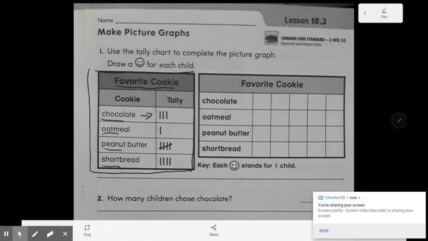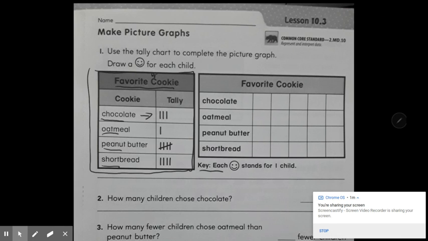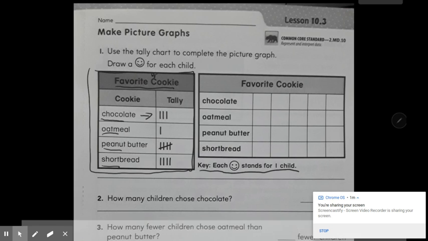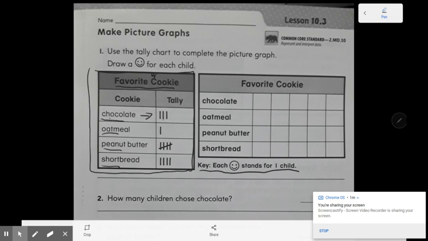Now, in today's lesson, we're going to use the same information from the tally chart, but we're going to represent that same data with a picture. Now, as you see here in the bottom, it says the key, how you're going to represent your picture. It says each happy face or each picture of a face stands for one child. That means we're counting by ones. So if we look at our chocolate cookies, we have three tally marks. So that means that's telling me that I have to create three faces.